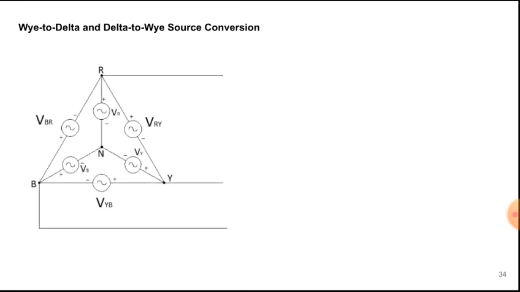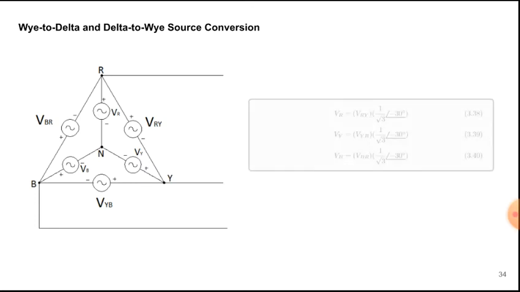We can also convert the source. How? By using the relationship between the phase and the line voltages. So here, VR, VY, and VB, these are our phase voltages, while VRY, VYB, and VBR are the line voltages. So if we want to convert, this is the relationship. We just multiply it by 1 over square root of 3 times the angle negative 30 degrees.